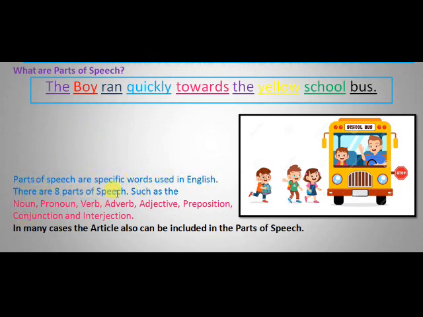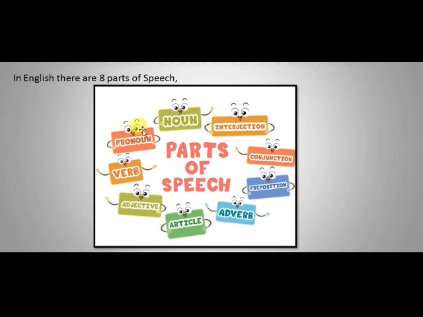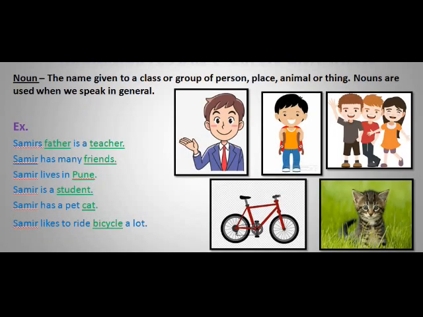There are 8 parts of speech, such as noun, pronoun, verb, adverb, adjective, preposition, conjunction and interjection. In many cases, the articles also can be included in the parts of speech. So once again, the 8 parts of speech are in front of you. You can just take a quick look at all the parts of speech here, where I have also included the articles. So let us first talk about the noun.